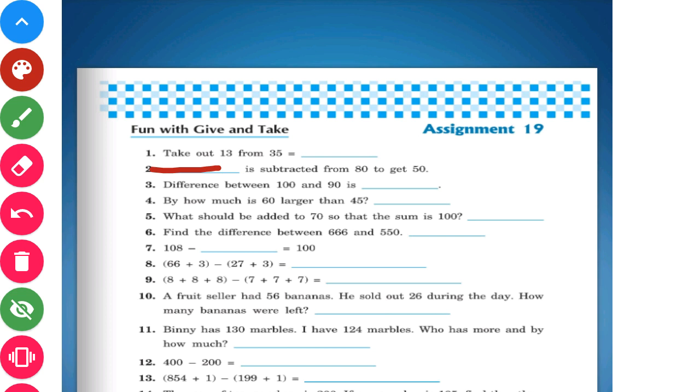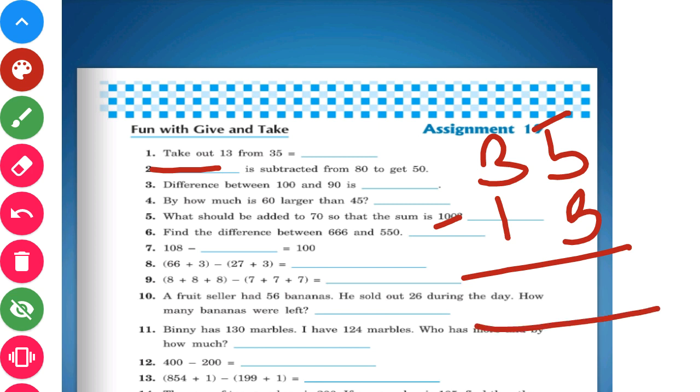Okay. Now let us subtract 13 from 35. 35 minus 13. Wow, this question is very easy. This question is based on subtraction without regrouping. So just do the simple calculation and tell me the answer. What is the answer of the first question? 35 minus 13. Do it. How much do you get?